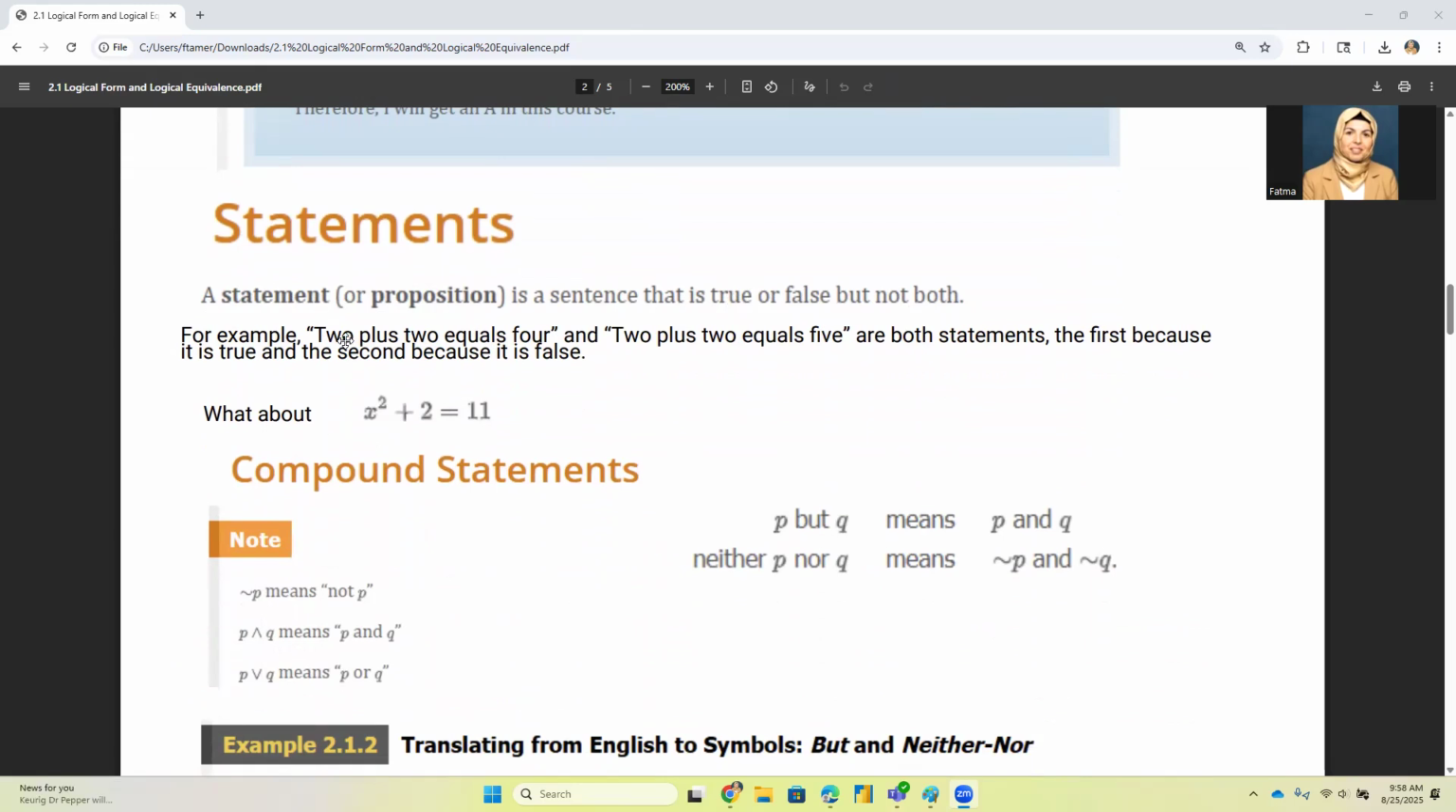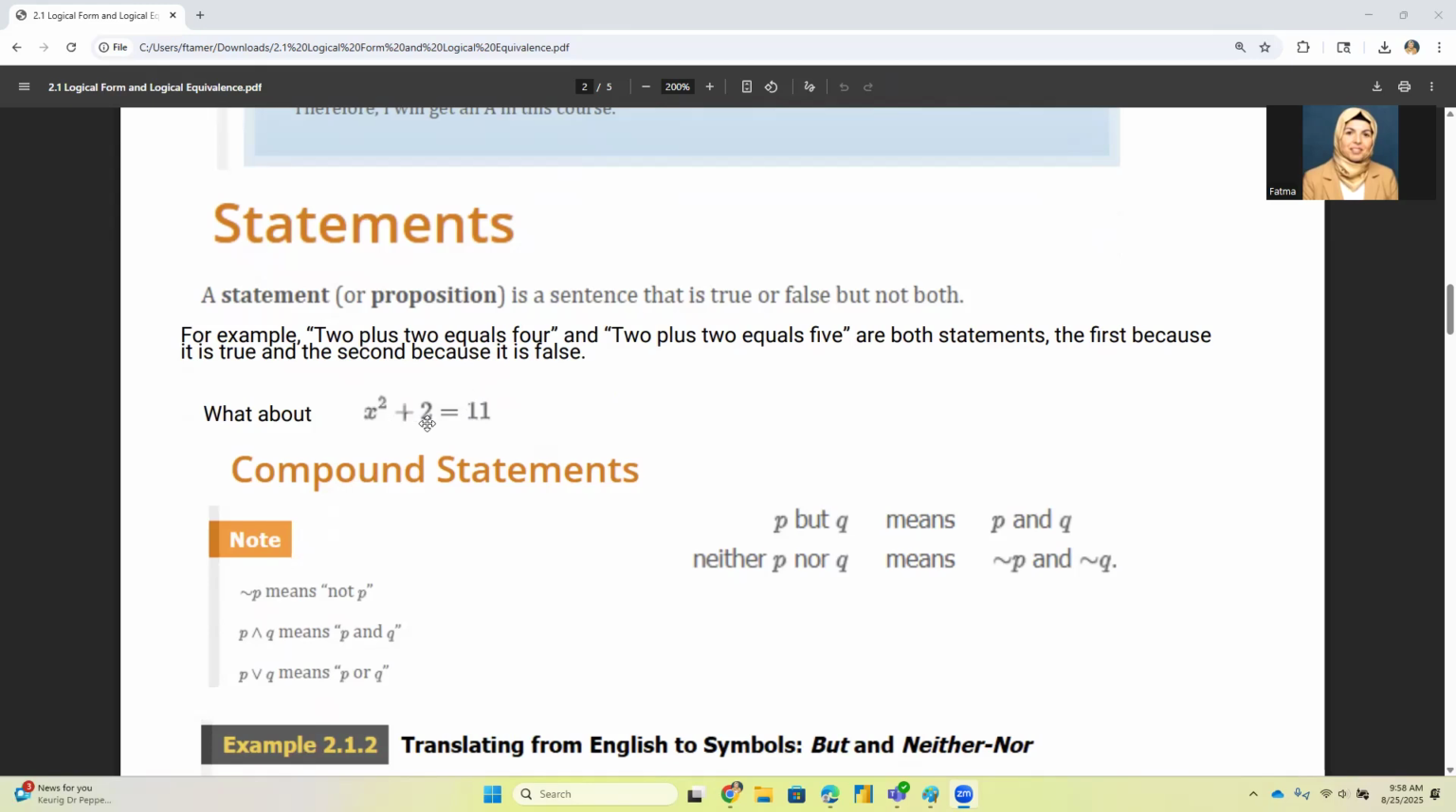For example, 2 plus 2 equals 4, and 2 plus 2 equals 5 are both statements. The first one is a true statement because 2 plus 2 is equal to 4. But 2 plus 2 equals 5 is a false statement, but they both represent a statement.